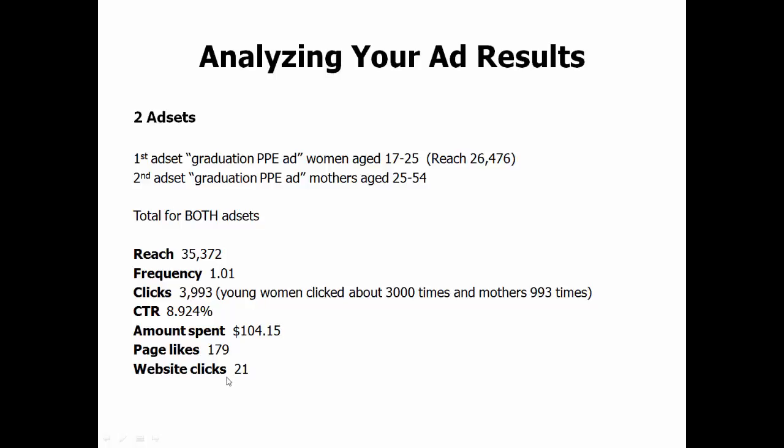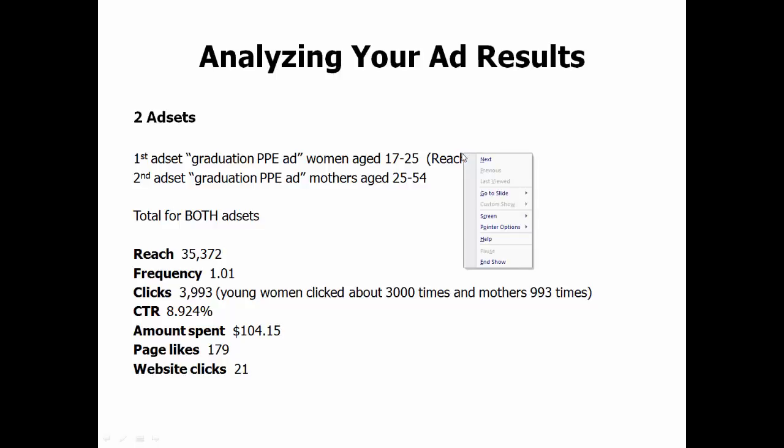These are 2 ads running right now, and I'm getting all the data over the past 7 days. As I dig into the data, as I'm showing you here, I find that I had a much higher reach with the 17-25 year-old group at 26,476. So this agrees with what I have observed previously. This young group does engage ads more often because it's a younger crowd. The group of mothers 25-54 doesn't engage the ad as often.